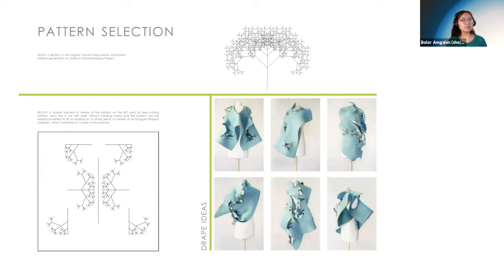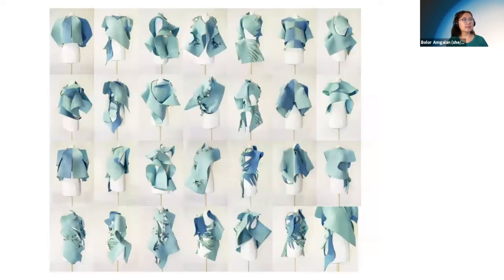Here is another example that uses a tree-fractal cellular automaton. At the center of the slide, you can see the different forms generated on the mannequin as well. And there are also more examples of these zero waste designs that I came up with.